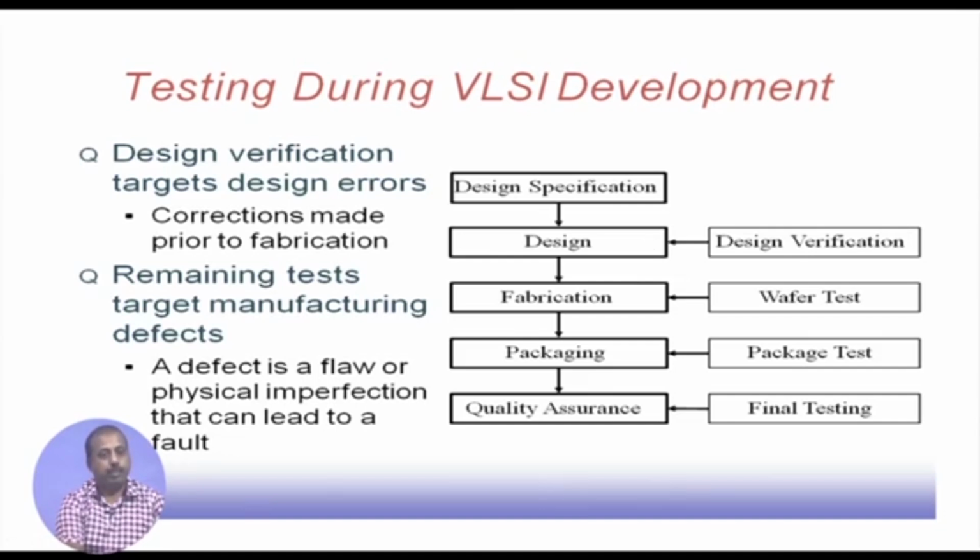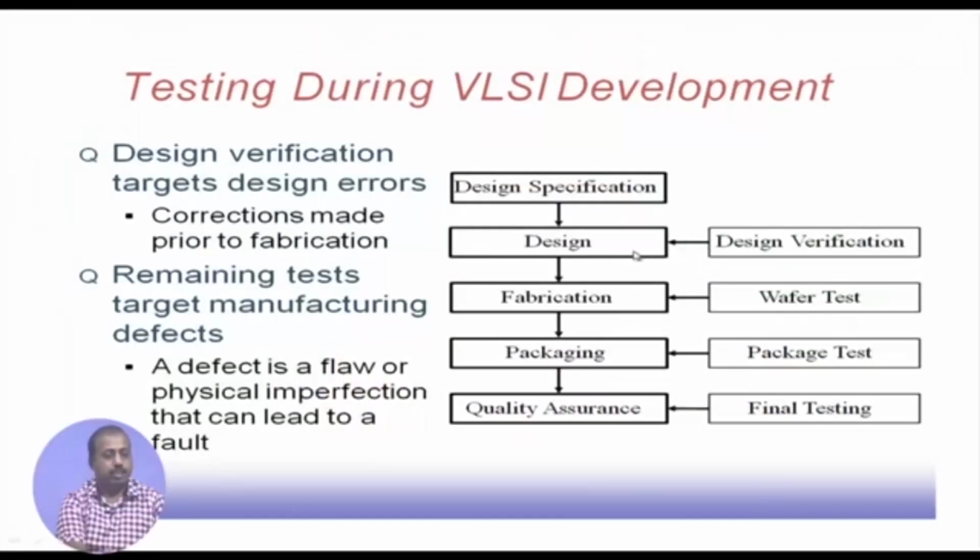And when the proof fails, these verification tools can generate a counter example by which they can tell you that this is false because of this reason. So, this way the verification phase can take care of design errors. Design verification targets design errors, and corrections are made prior to fabrication.